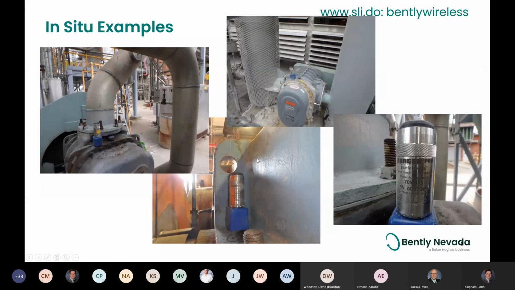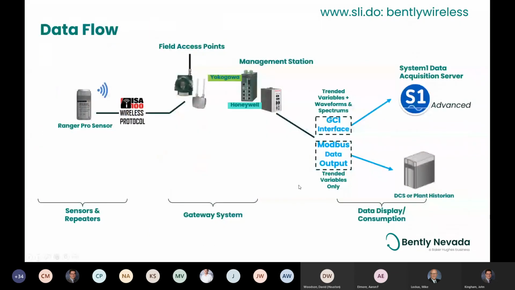You'll also find that these radio waves will bounce off of metal, and so they can ricochet and actually get you further than you thought you would. So the best way to do it is to put the system out there and check, make sure it works. Our service organization can do that for you. So how does the data flow?